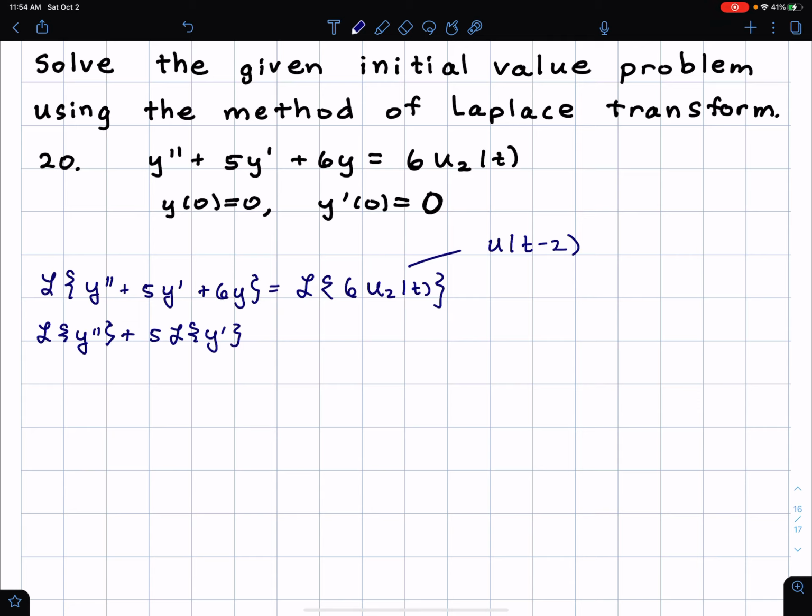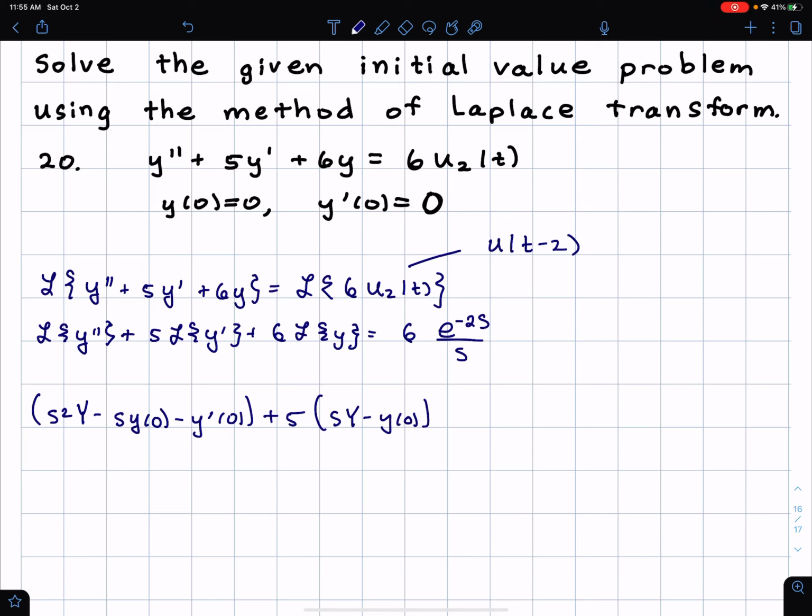L{y double prime} plus 5L{y prime} plus 6L{y} equals 6. The Laplace transform of this piece right here, u_2(t), is e to the negative 2s over s. And then I have formulas for y double prime: we have s squared Y minus s y(0) minus y prime(0). Then for L{y prime}, we have sY minus y(0). So that's this part right here. It goes here. And then I have 6Y equals e to the negative 2s, 6 over s.